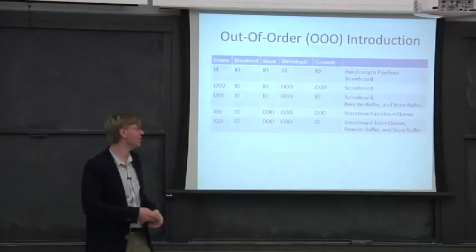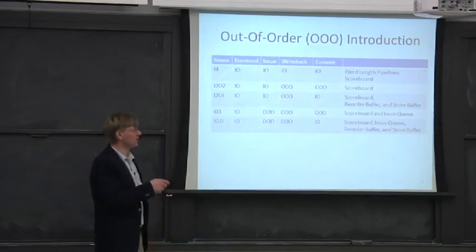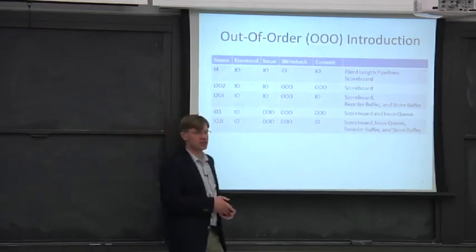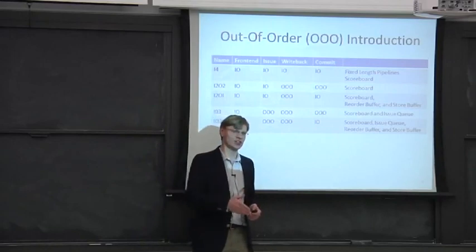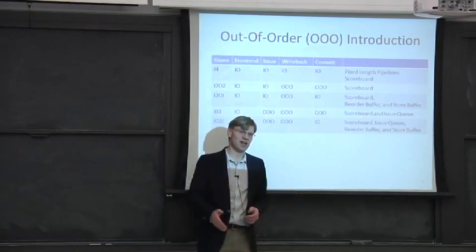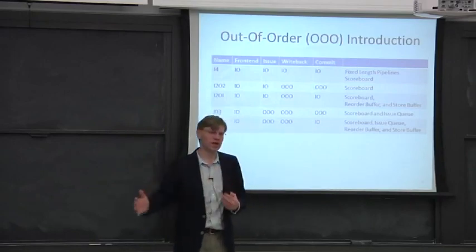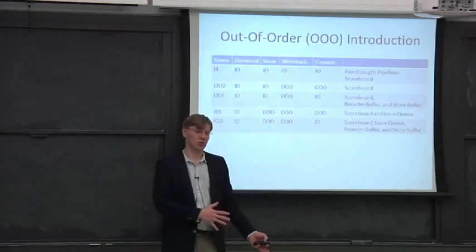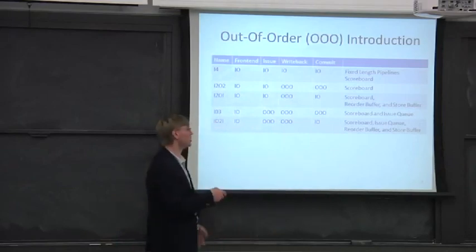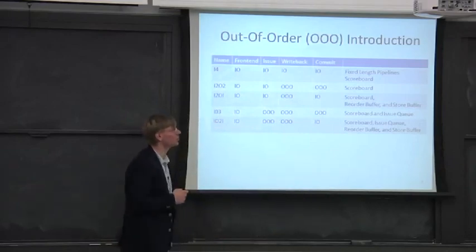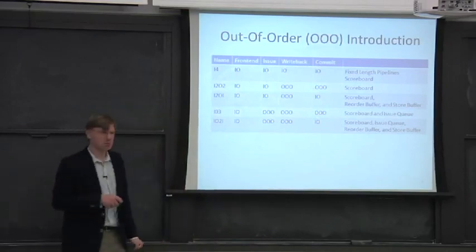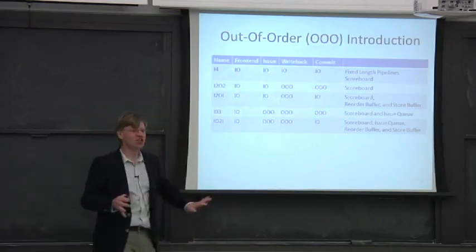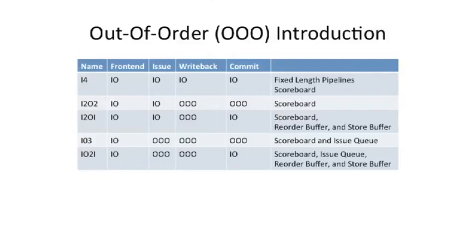And then finally, commit. So this is saying, yes, I actually want these instructions to commit. And after that point, you're not able to roll back the machine state to a previous state. And we're going to look at machines where that's both in order and out of order.